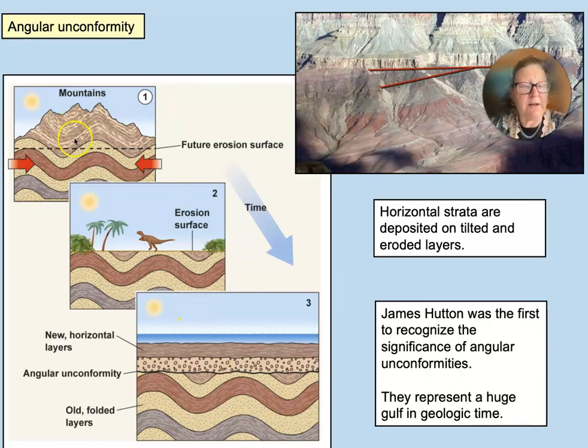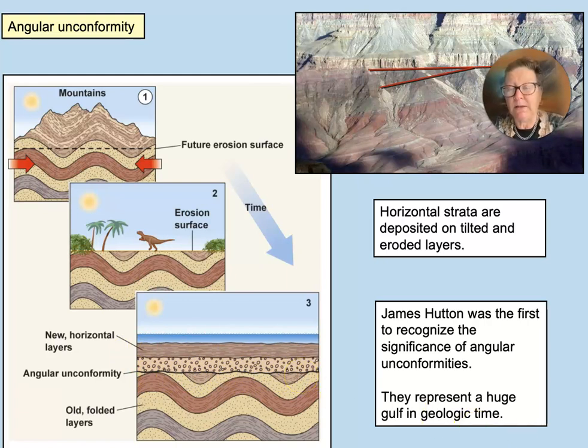Here's a picture showing what happens. We have some mountains that are forming with some sedimentary rocks. We have compression from tectonics, and then we have this future erosional surface, which gives us time 2 with these folded rocks below. At time 3, we have new horizontal sedimentary layers, and now our angular unconformity is located here between the two of them.